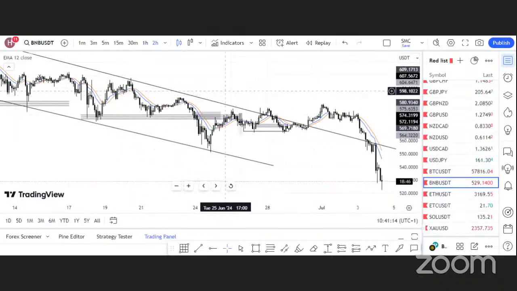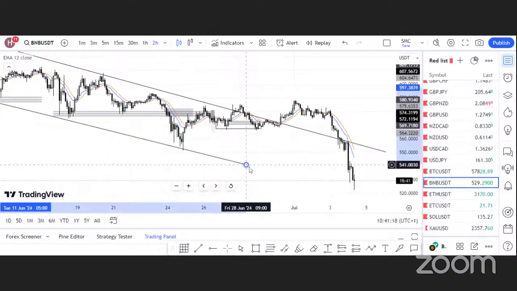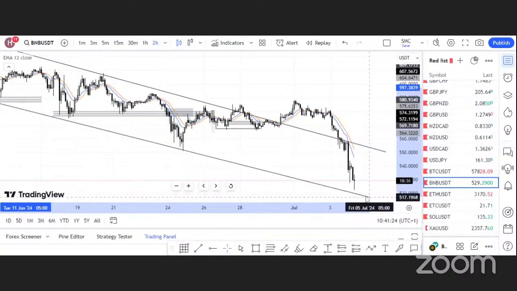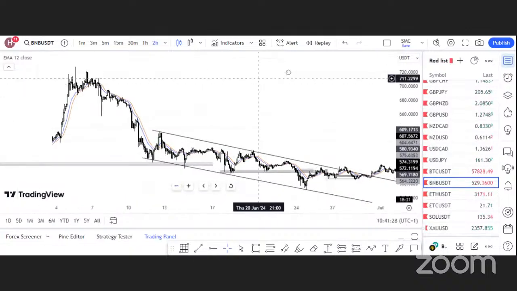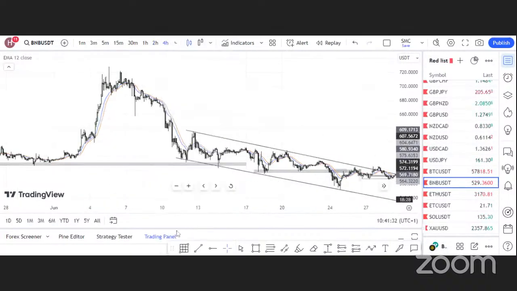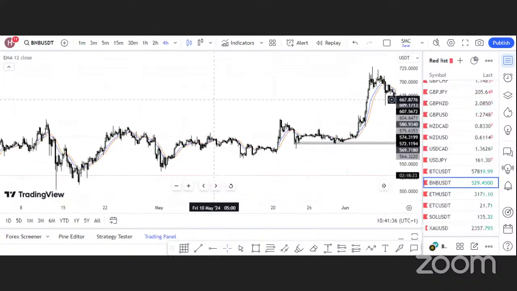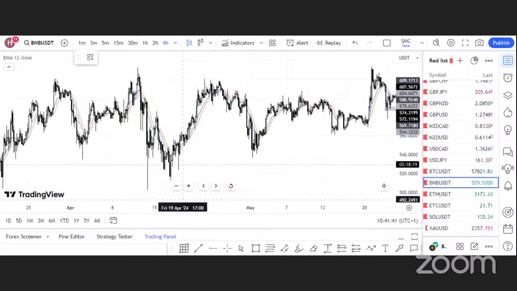So this is BNB USDT. So let's see. Okay, so let me see. Let's go to the 4 hour time frame. I want to see where this market is heading to. Right. So confirmations are necessary if you want to get the right direction.